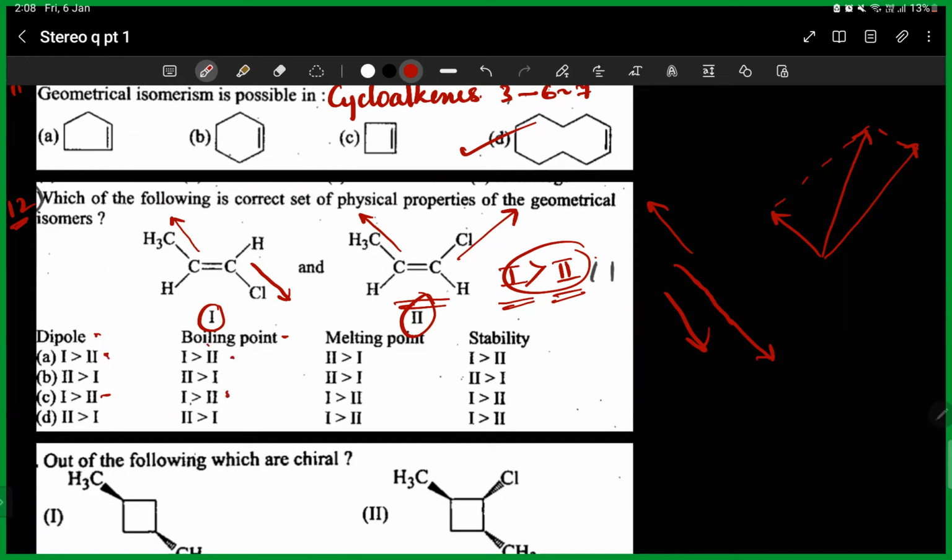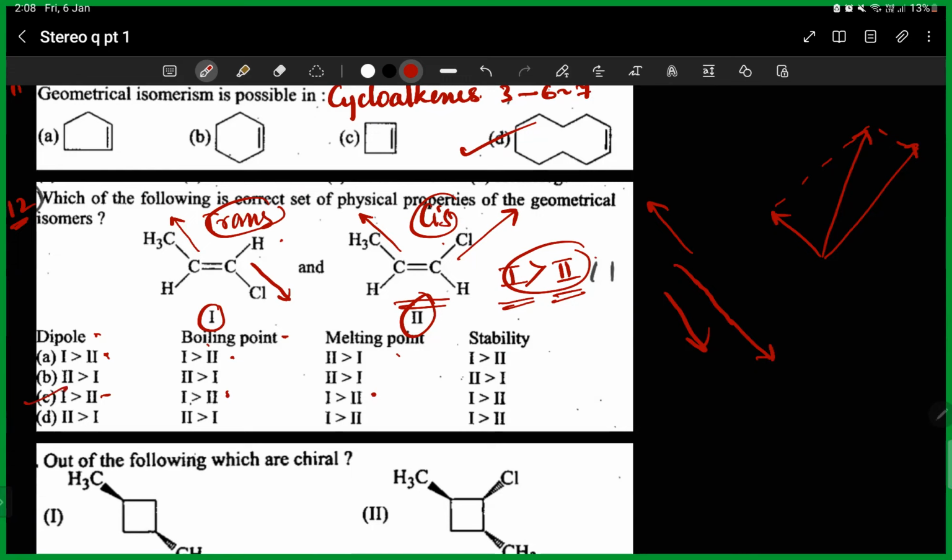See, we have the same options. When it comes to melting point, this is a trans-like compound, but here it is a cis-like compound. In a trans-like compound, packing will be more, so melting point will be more. Okay, so 1 is greater than 2. The answer will be C. So this is a trans-like compound, and this is a cis-like compound.